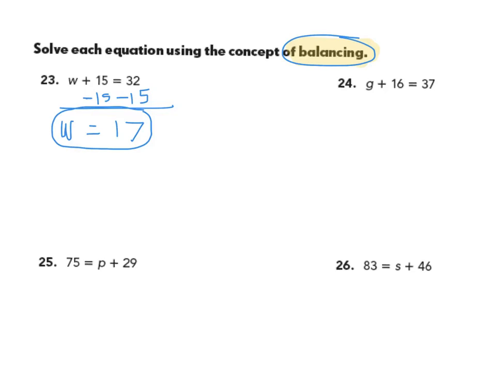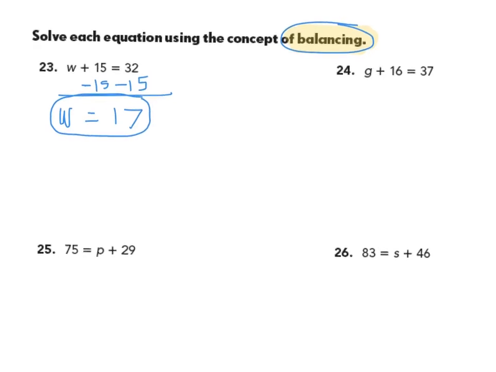If I look down here at number 25, I'm going for balancing again. What I'm noticing is that the only reason P is not by itself is because it says P plus 29. So what I'll do is subtract 29 from both sides, and you notice I'm doing it to both. That's going to allow me to get the variable by itself. I get P by itself on one side, and I get 46 on the other side, and now I know the value of P is 46. You can pause it here and try the other two.